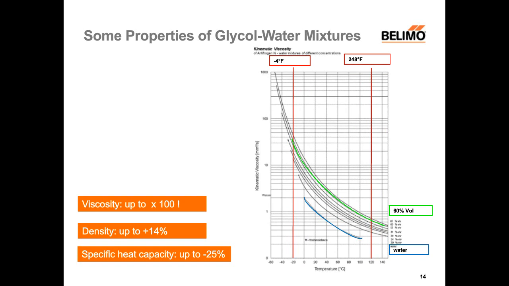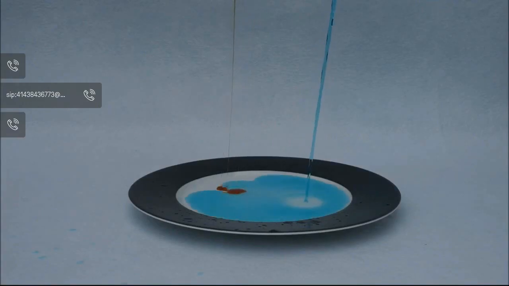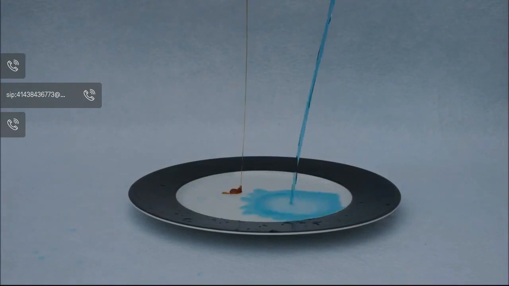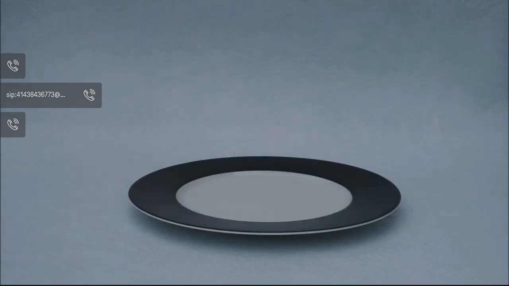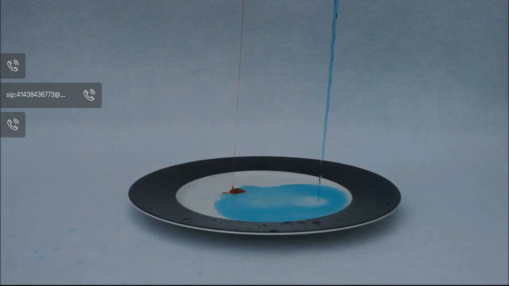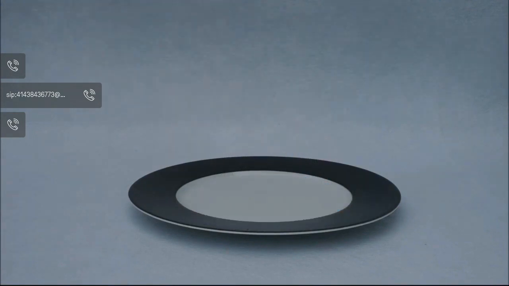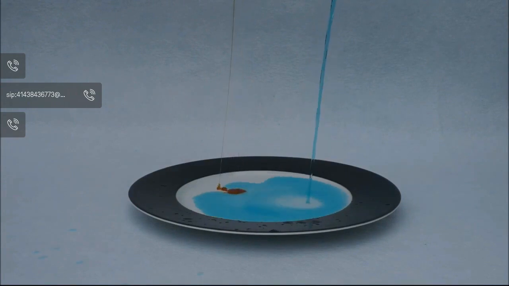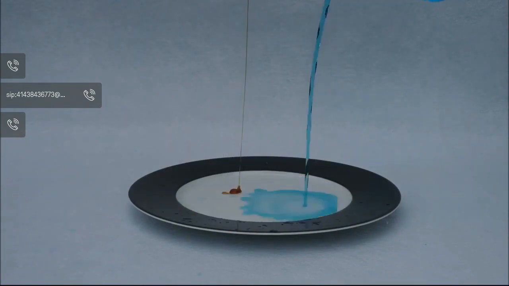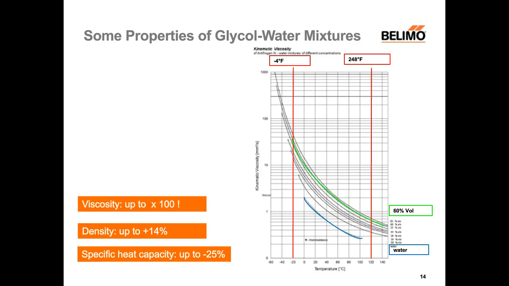Now, what does this mean? What is viscosity? Now you should soon see a video. The viscosity is the thickness of a fluid. For example, honey has a higher viscosity than water. Viscosity is quantifying the internal frictional forces that arise between adjacent layers of fluid that are in relative motion. We will come to that later.